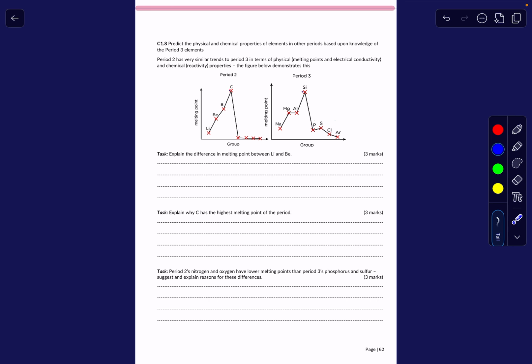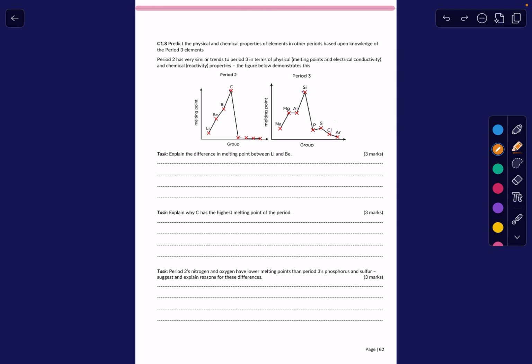For 62, this is a common exam question that you could be asked where you're having to compare trends from one period to trends to another. Now, fortunately for you, the trends are basically all similar as you go through with a few odd exceptions. I've taught you a couple of those exceptions, but for now, we're just going to look at our melting points. So you can see here that both of these charts look at period 2, which is the carbon one, and then period 3, which is the one that we talk most about, which is just below that.